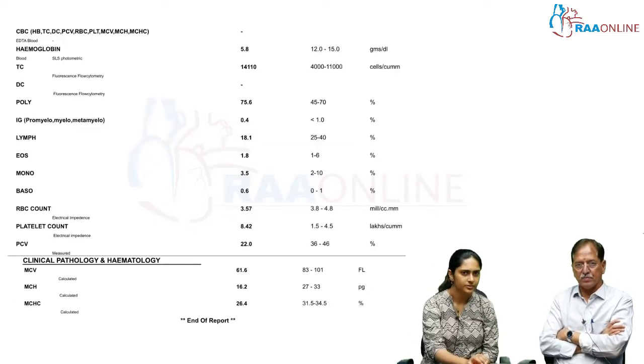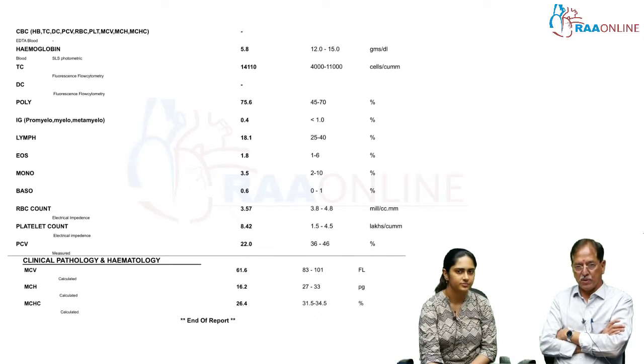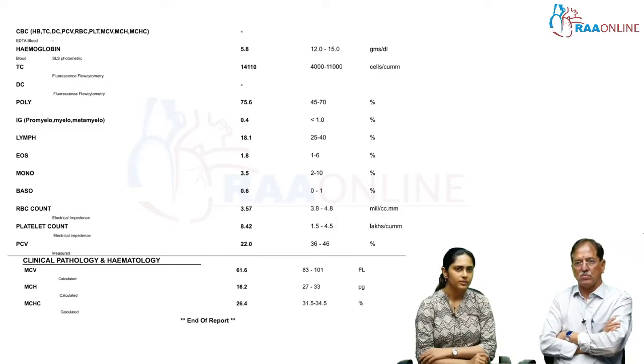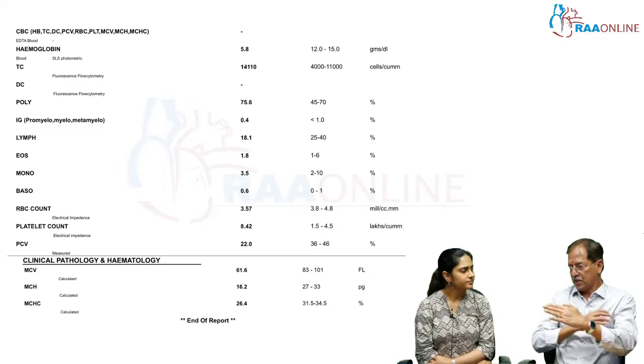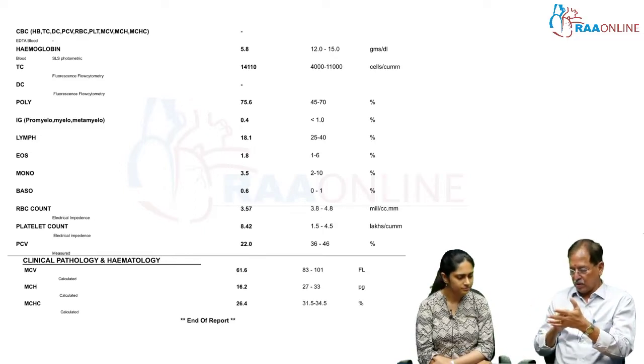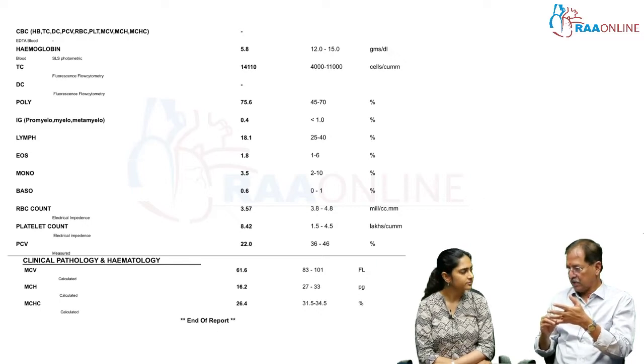In this patient, these are the investigations you did. There is gross anemia, total counts are raised, all these things are there. So how will you proceed now? First you'll have to correct the anemia, then based on the CECT you'll plan. Correcting the anemia is mandatory.